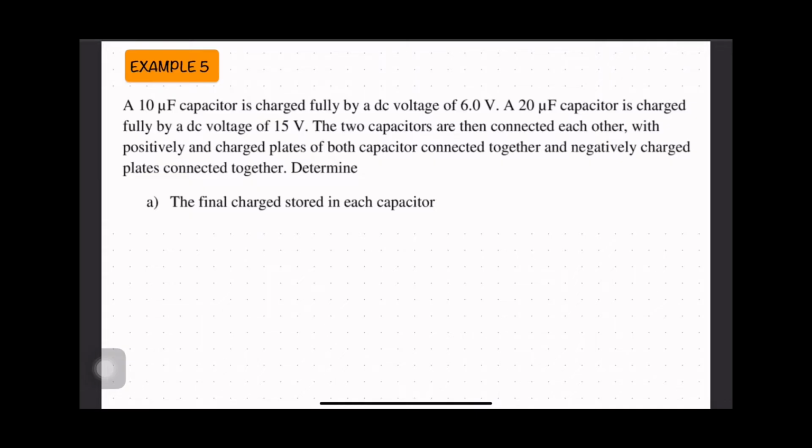Okay, example 5. We have a 10 microfarad capacitor charged fully by a DC voltage of 6 volt, and a 20 microfarad capacitor charged fully by a DC voltage of 15 volt. The two capacitors are then connected to each other, with the positively charged plates of both capacitors connected together and the negatively charged plates connected together. Determine the final charge stored in each capacitor. Final charge tu maksudnya berapa bilangan charge yang ada setelah dia combine together.